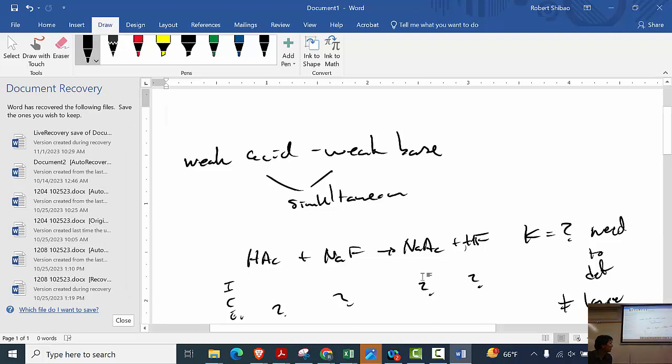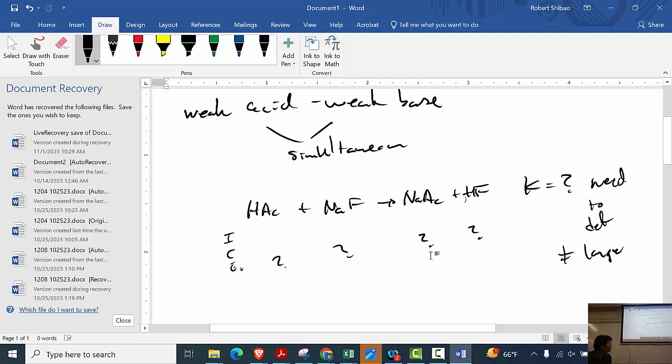Since it's not large, it's not going to completely neutralize one or both of the reactants. All right, now how do we figure out the pH? Well, this is going to be a Ka, this is going to be a Kb, this is going to be a Kb, this is going to be a Ka. What do we do here?